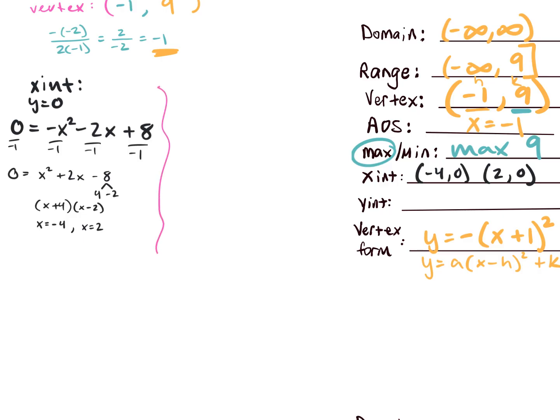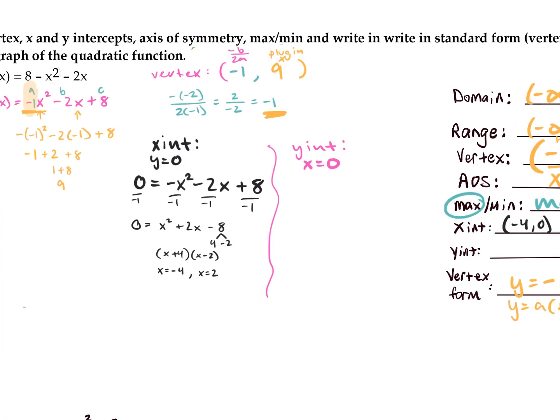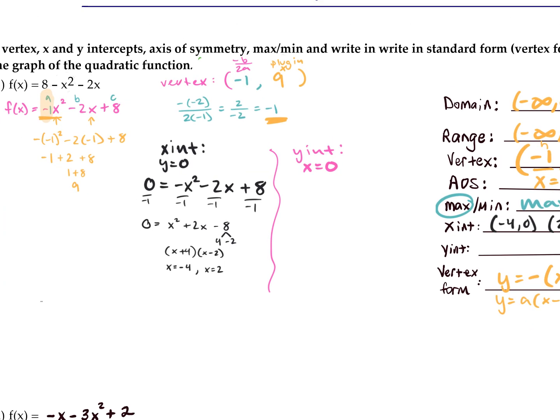Now let's do the same thing and find the y-intercepts. What do you think we do to find the y-intercepts? Plug in 0 for x. So I have f of x, or I'm just going to call it y, equals -1 times 0 squared minus 2 times 0 plus 8. So what would y equal? 8, awesome. This is 0, so y is equal to 8.